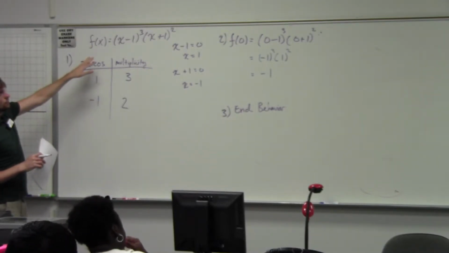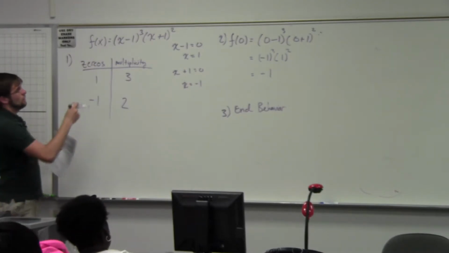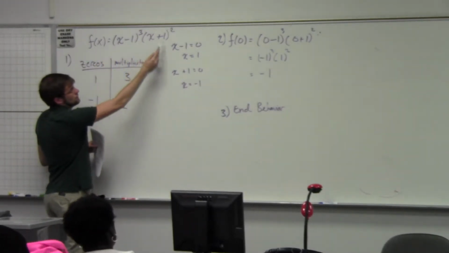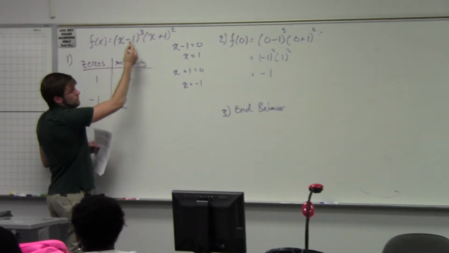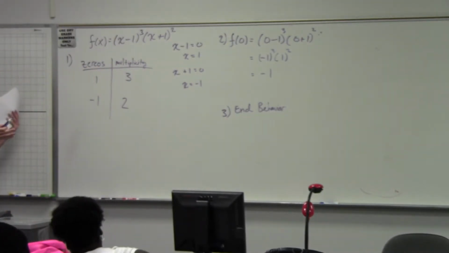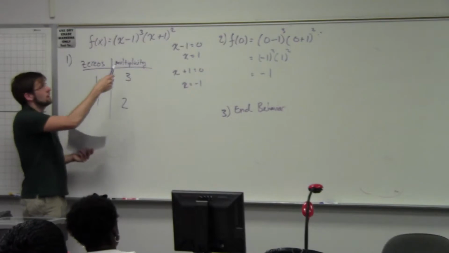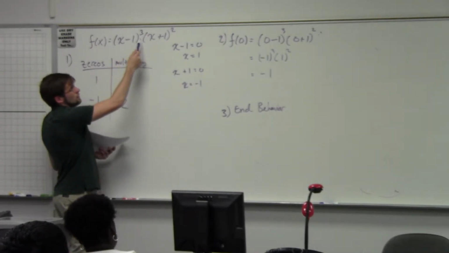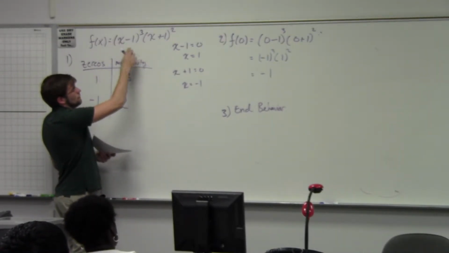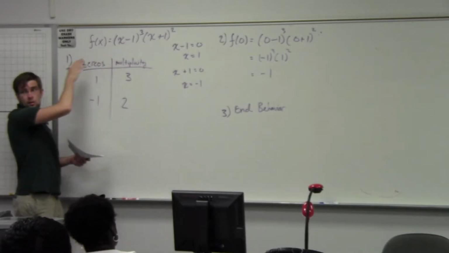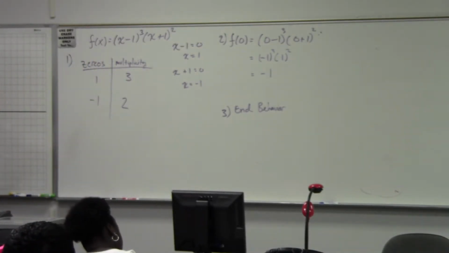One second, having a brain fart. 3. Okay, remember, these are all connected through multiplication. If I wanted to see the whole polynomial, I would have to keep foiling and foiling and foiling. Since these are connected by multiplication, to find the highest power, I'm going to add all the exponents.